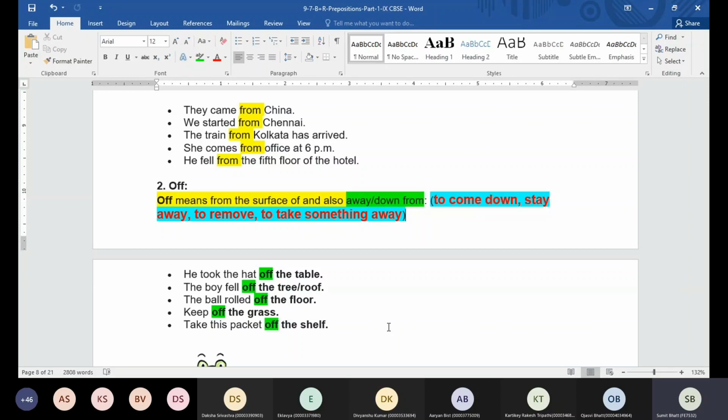Okay, keep off the grass. This sentence comes in the exam, so mark it important. Keep off the grass. We don't say keep away the grass, because if you use that, the meaning will change. But if you say keep off the grass, we are trying to say stay away from the grass. Take this packet off the shelf. That means remove this packet from the shelf, or take this packet down from the shelf. So off is going to mean to come down, stay away, to remove, to take something away. In all these cases, we can use the word off.